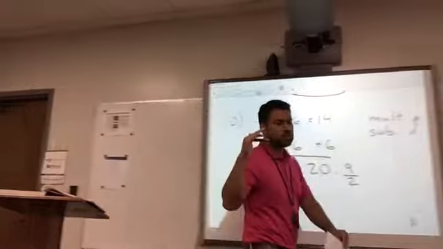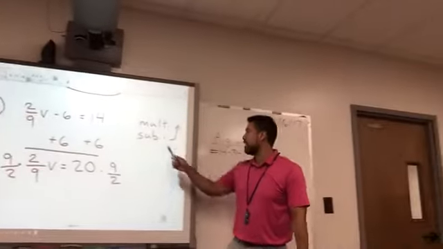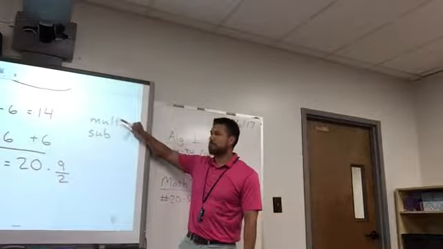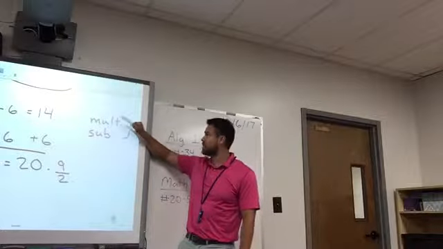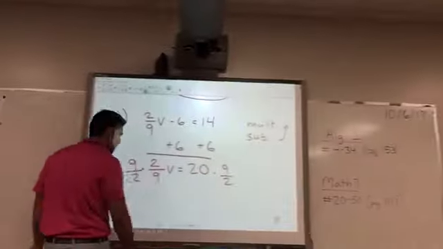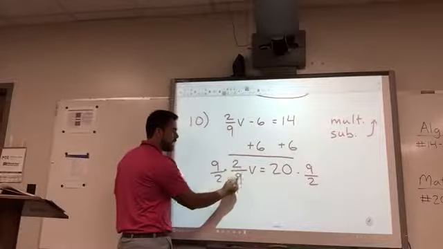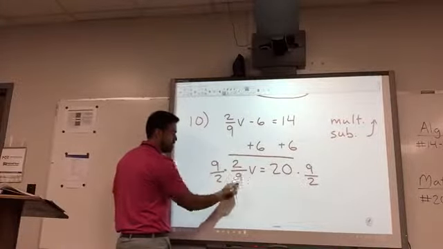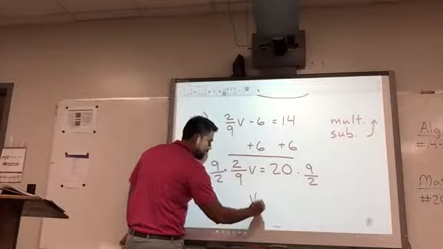Wait, Mr. A, I thought you were supposed to work backwards and undo things. Is multiplying by a reciprocal undoing this multiplication? Yes, so it's allowed. And that's what is nice about multiplying. What's 9/2 times 2/9? It's 1. So I'm left with b.